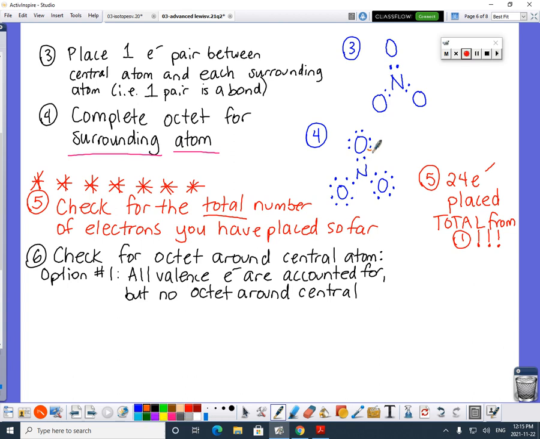So what we're going to do is take one of the pairs. So I'm going to move this one, and then I'm going to move it to make a double bond. Okay? Down here, same. So you might see this notation like this: dots, oxygen, dots. So this is trying to show a multiple bond.